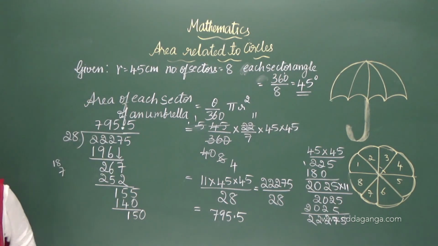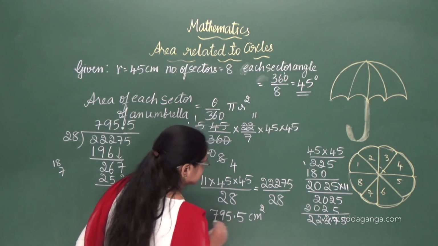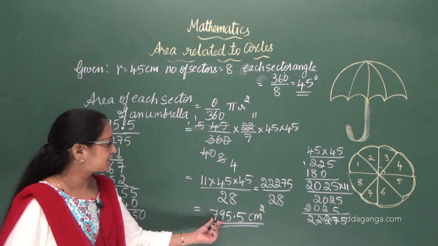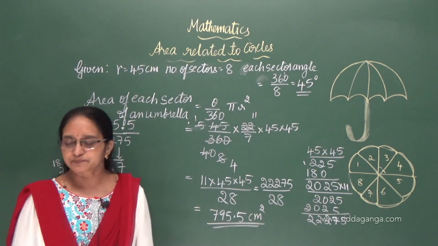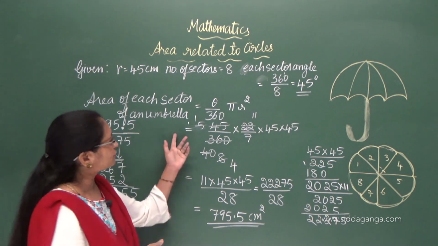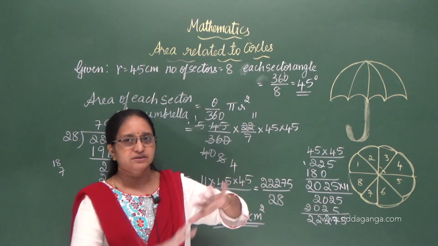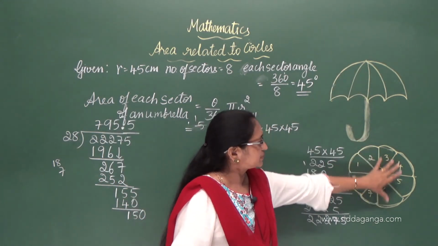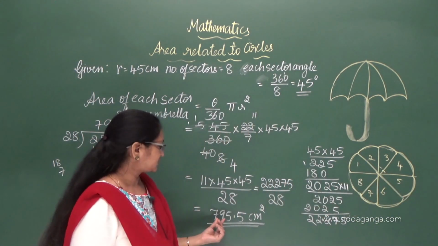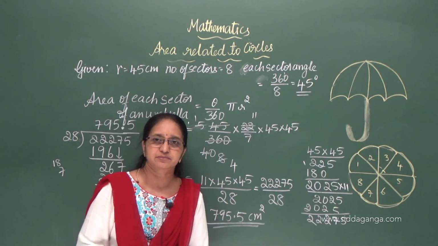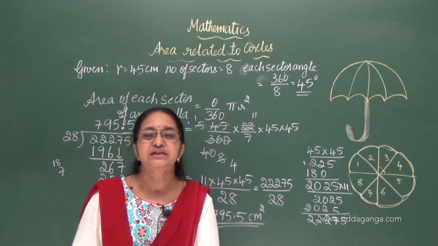Okay, in the question they have given centimeter, so you have to write centimeter square, since it is area. 795.5, you can stop at 1 decimal point here, centimeter square. Okay. So now I got the area of each sector of an umbrella, means the area of this part. When it is opened, it is assumed to be like this circle. So the area of each sector is 795.5 centimeter square. Okay, practice well and let us continue in the next class. Thank you.